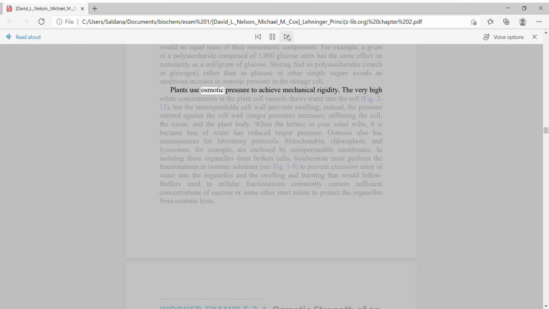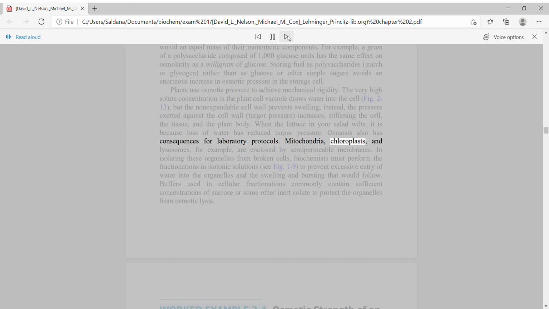Plants use osmotic pressure to achieve mechanical rigidity. The very high solute concentration in the plant cell vacuole draws water into the cell, Fig. 2-13, but the non-expandable cell wall prevents swelling. Instead, the pressure exerted against the cell wall, turgor pressure, increases, stiffening the cell, the tissue, and the plant body. When the lettuce in your salad wilts, it is because loss of water has reduced turgor pressure. Osmosis also has consequences for laboratory protocols.